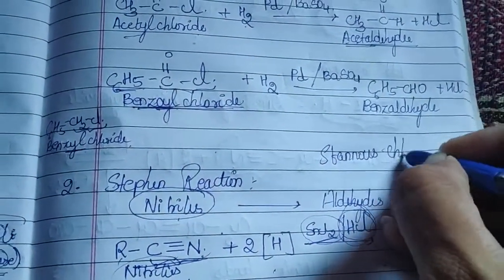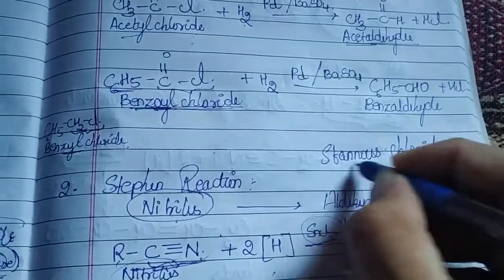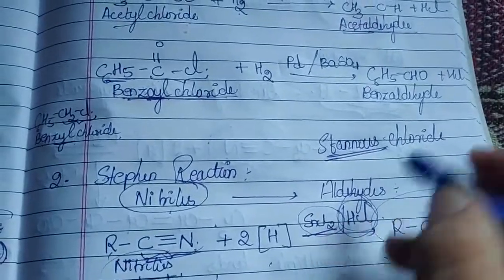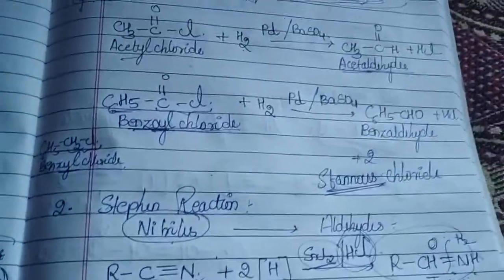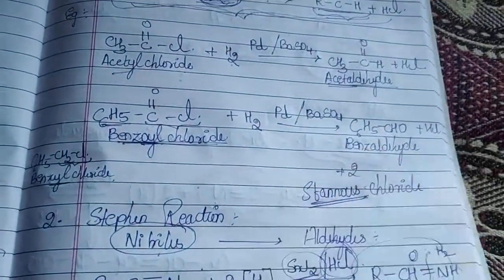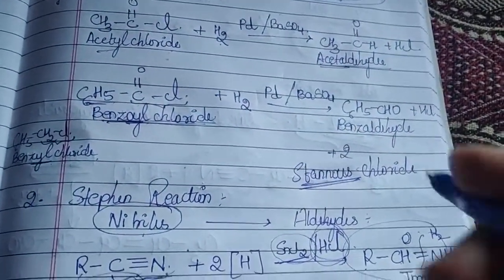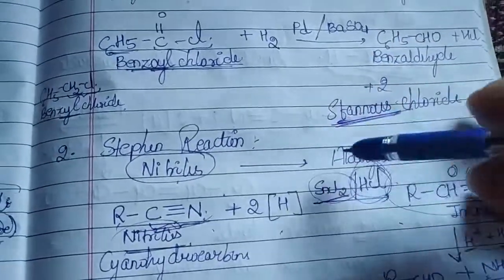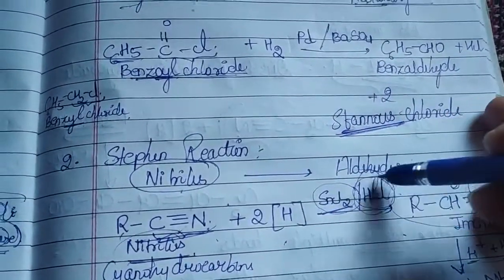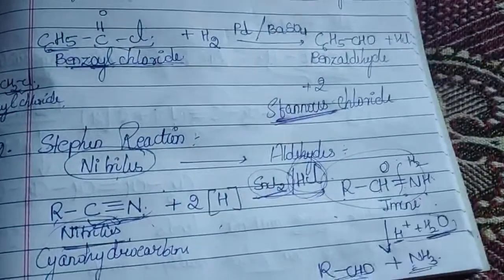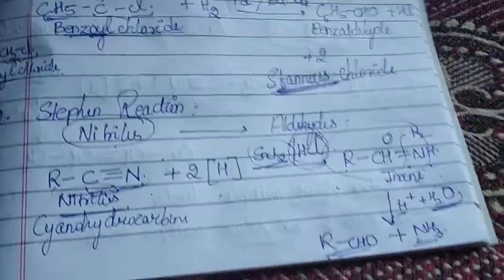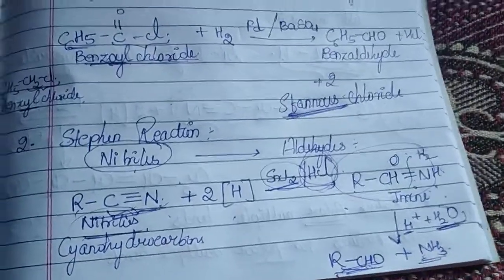It is not stannic. It is stannous. Which has what charge? +2 charge. Very important. Stannic has +4. Stannous has +2 charge. There is a reason I am saying it again and again. It is stannous chloride. So when nitriles are reduced in the presence of stannous chloride in concentrated HCl, imines are obtained. On acid hydrolysis of the imine, we get our respective aldehyde.